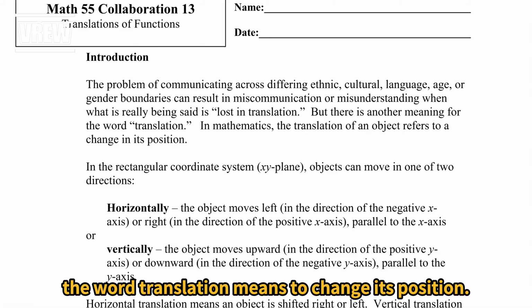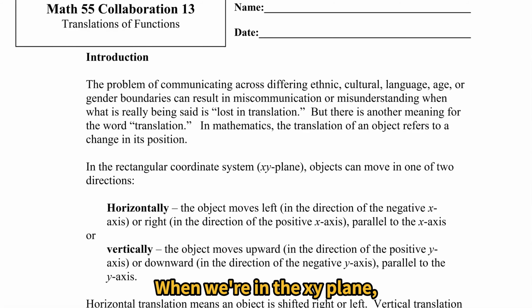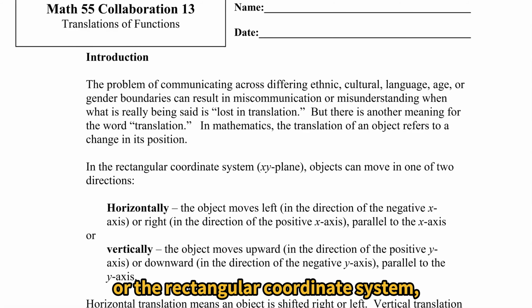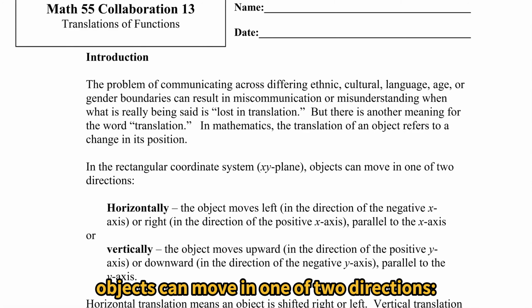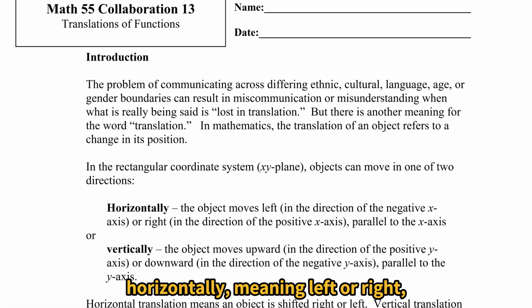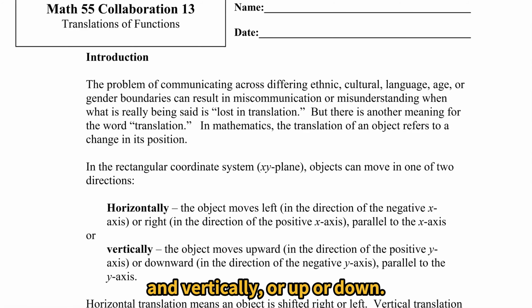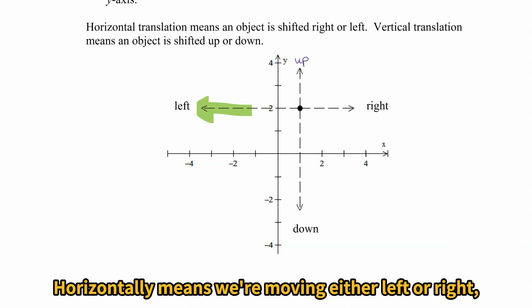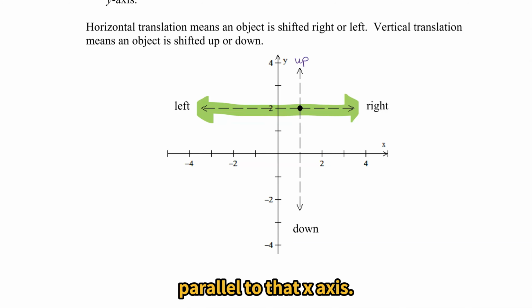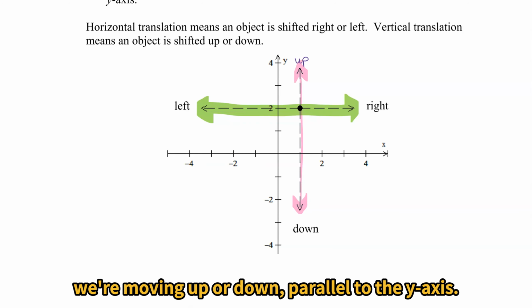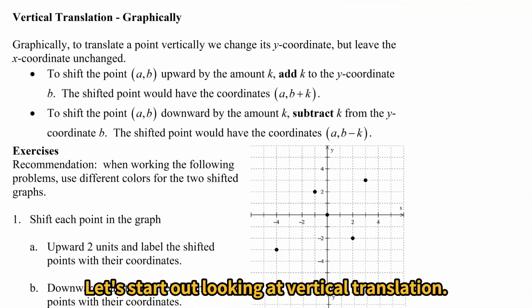In mathematics, the word translation means to change its position. When we're in the xy plane or the rectangular coordinate system, objects can move in one of two directions: horizontally, meaning left or right, and vertically, or up or down. Horizontally means we're moving either left or right, parallel to the x-axis, and vertically means we're moving up or down, parallel to the y-axis. Let's start out looking at vertical translation.